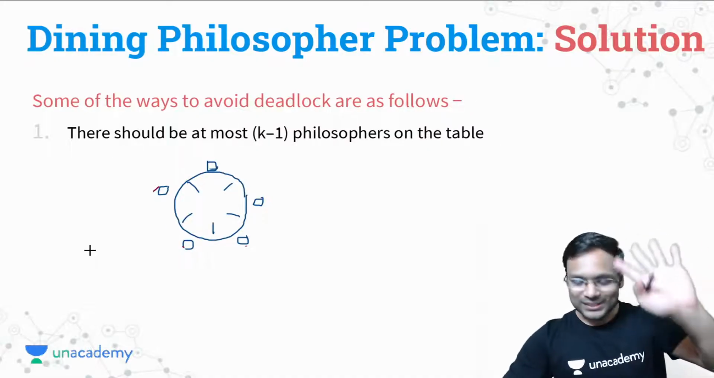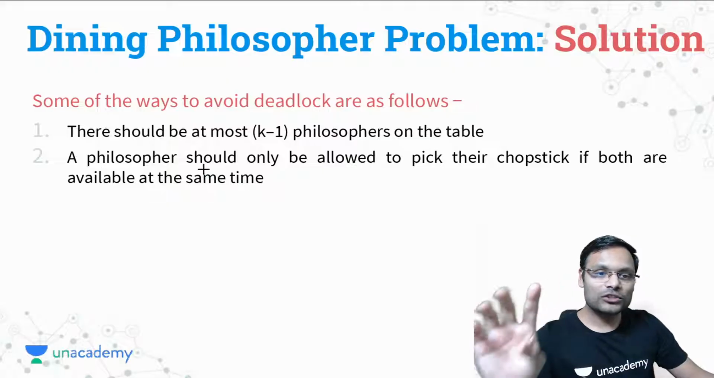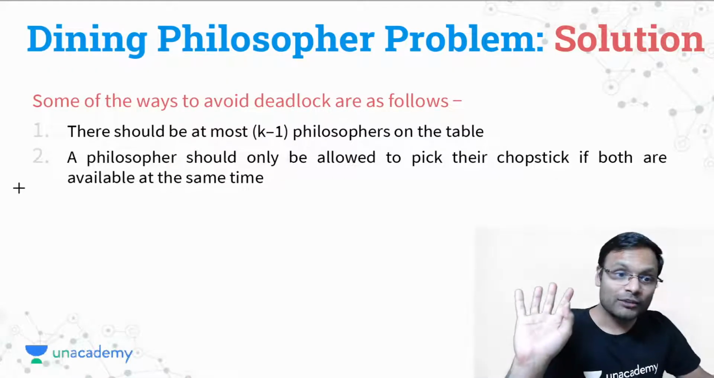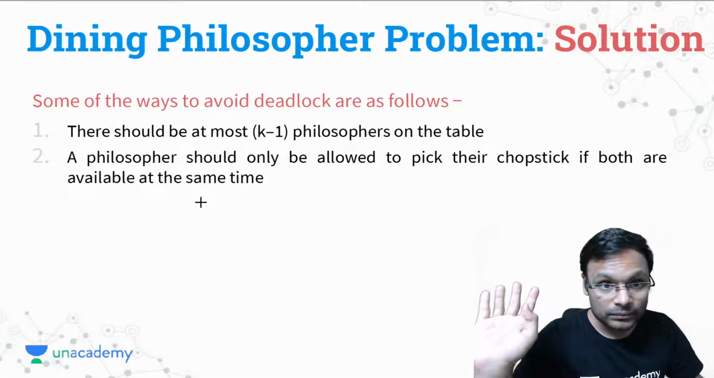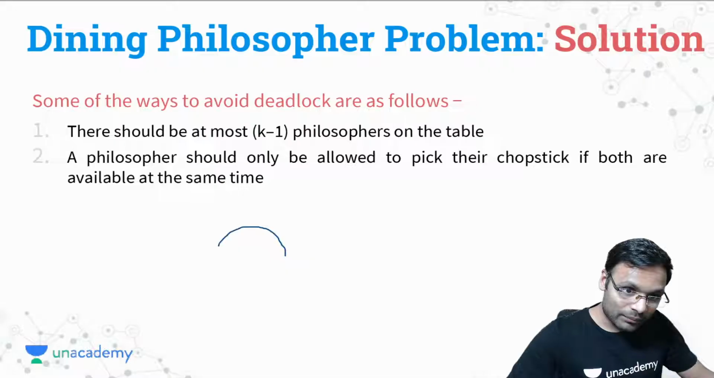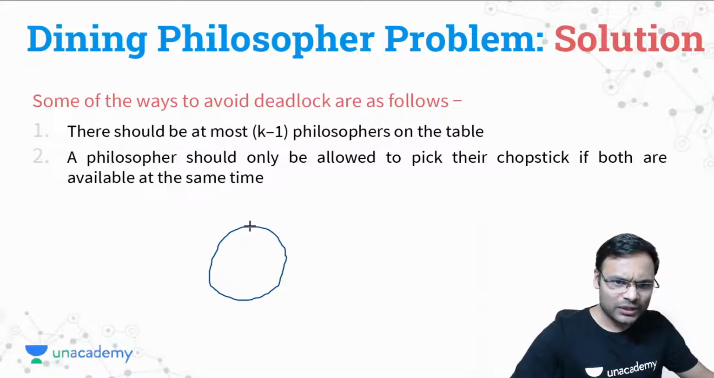Okay, this is the first solution. Second solution: a philosopher should only be allowed to pick their chopsticks if both are available at the same time. Means, again let me draw that same diagram. The circle and table are coming out a bit off, so just understand it's an abstract type of table. An artistic table. Okay, look at this.